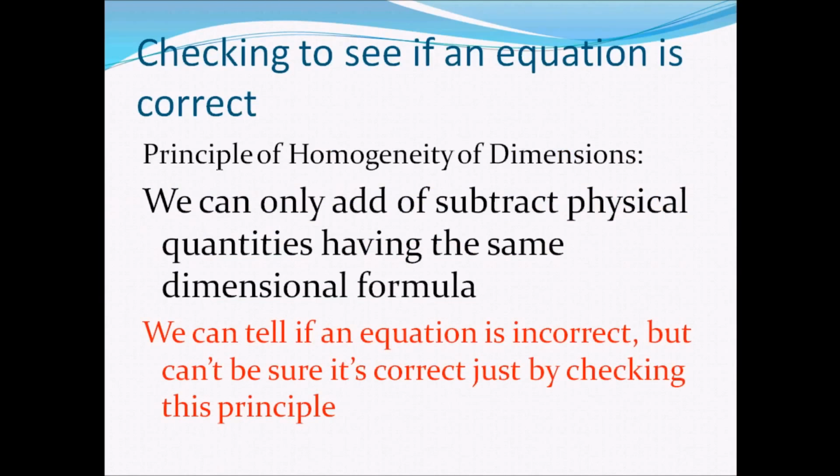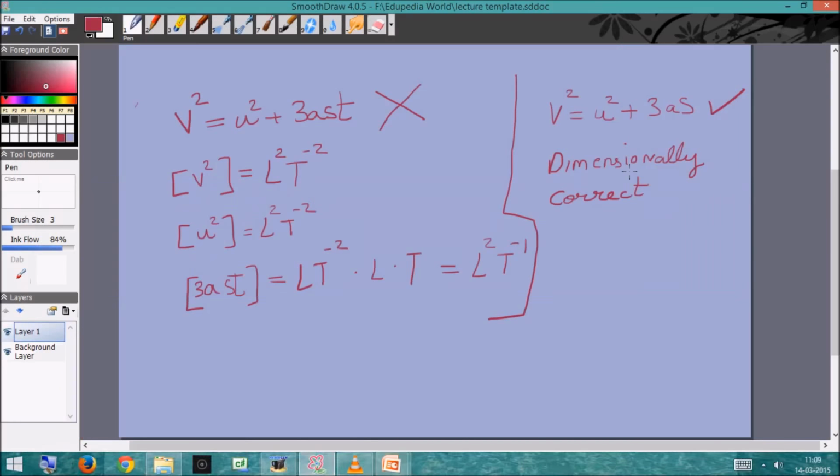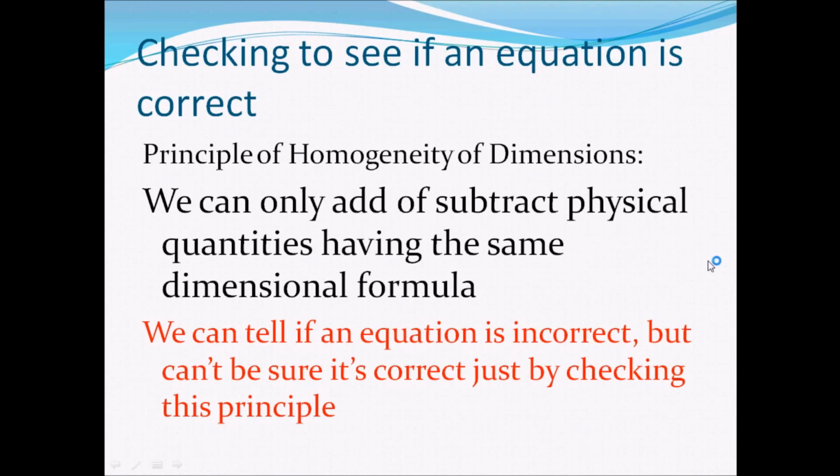So the limitation of this method is we can definitely tell if an equation is incorrect. If an equation violates the principle of homogeneity of dimensions, it is 100% incorrect. But if it does satisfy the principle of homogeneity of dimensions, that means the equation is dimensionally correct, as V square is equal to U square plus 3AS is. That does not mean the equation is actually correct. The equation might be wrong. We can be sure it is incorrect if it does not satisfy the principle. But if it does satisfy the principle, that is not enough to tell if it is correct. So that's a limitation of this method.